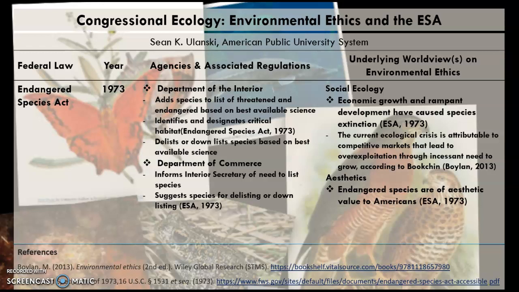Additionally, Congress identifies ecological needs and scientific needs, really looking at both anthropocentric and biocentric needs, touching on land ethics as well as deep ecology. Those will be discussions for another time. The two that I've mentioned here, the social ecology and the aesthetic ethic, are the key factors in the passage of the Endangered Species Act.